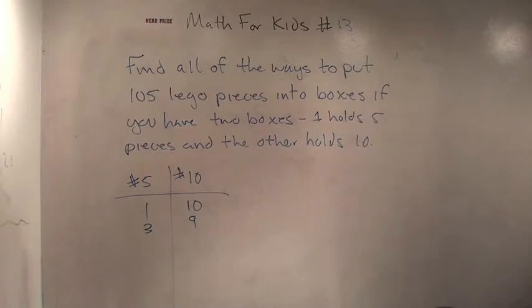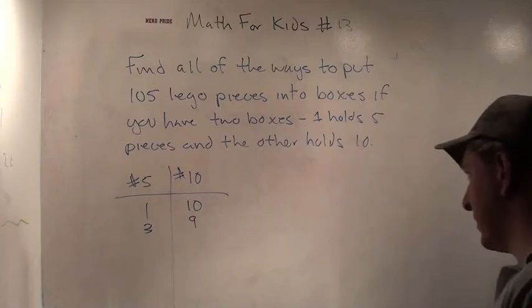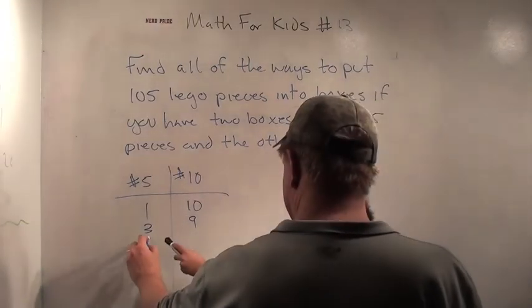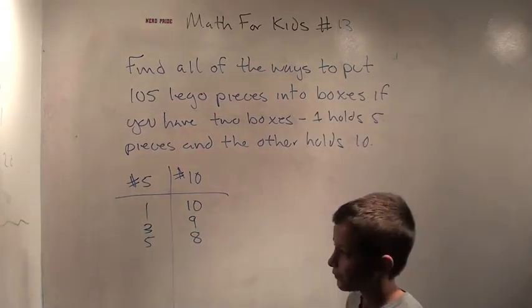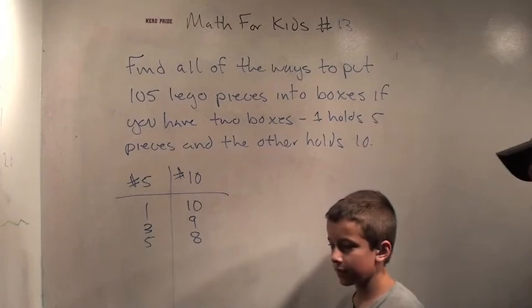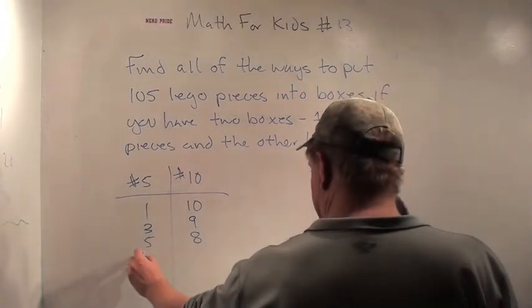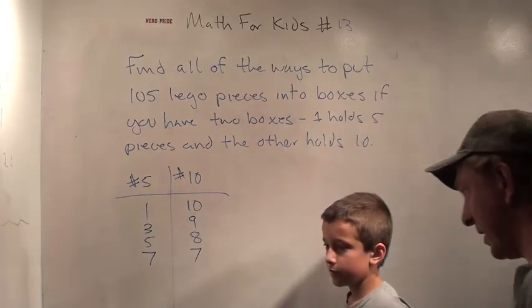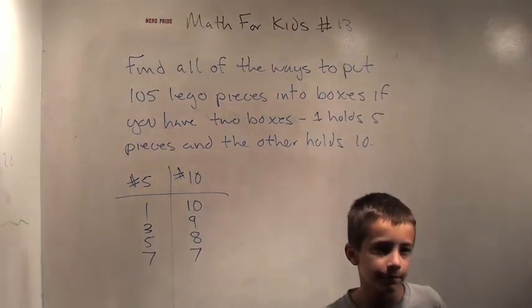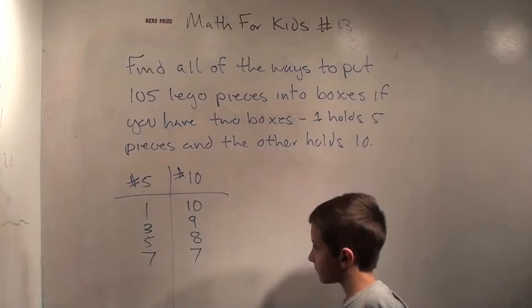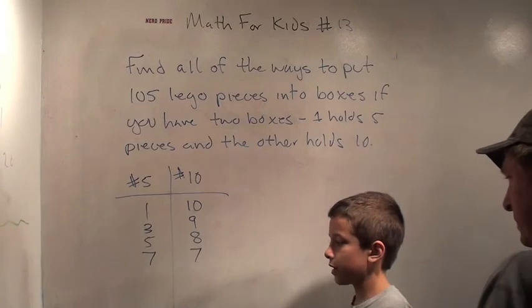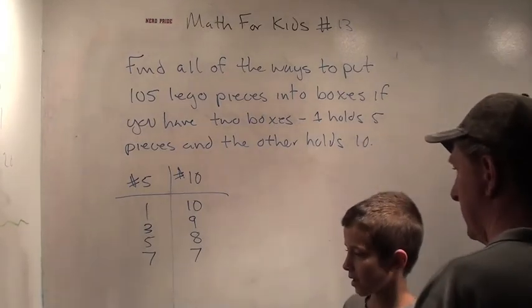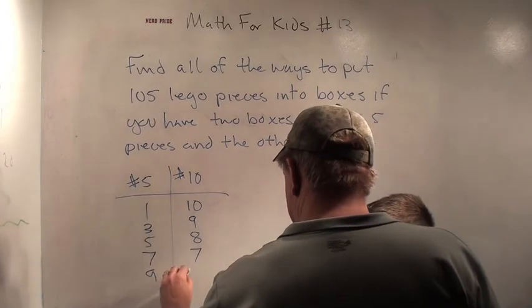Maybe 5 and 8. Okay, let's check if that works. I'm noticing something. What are you noticing? These are all 2 apart, and these are all 1 apart. And so it's going to be 7 and 7. Okay, so that's going to be 35 plus 70. Does that add up to 105? Yeah. Okay. What's next? 9 and 6. Yeah.